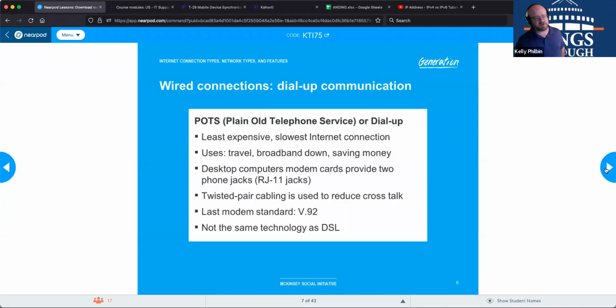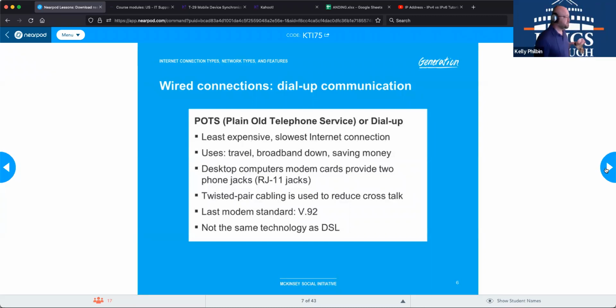As for uses, where you might see it is when you're traveling, depending on where you go, as a backup system, or if you need to cut your budget somewhere and bandwidth is not a major component of your business, that would be a way to do it.